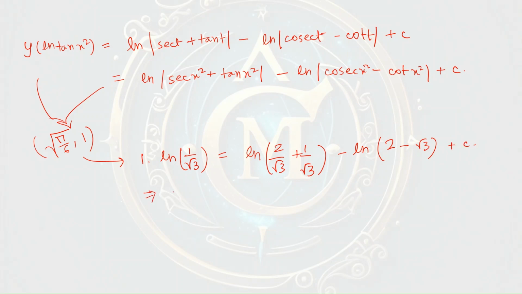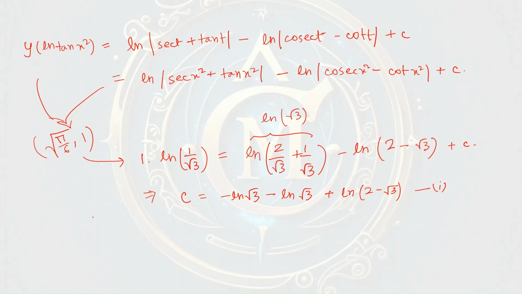So from here we get c equal to minus log root 3, this whole expression becomes log of 3 by root 3, so log of root 3, and this becomes minus log of root 3 minus, plus log of 2 minus root 3. Now this is equation 1. This is the value of c we got.